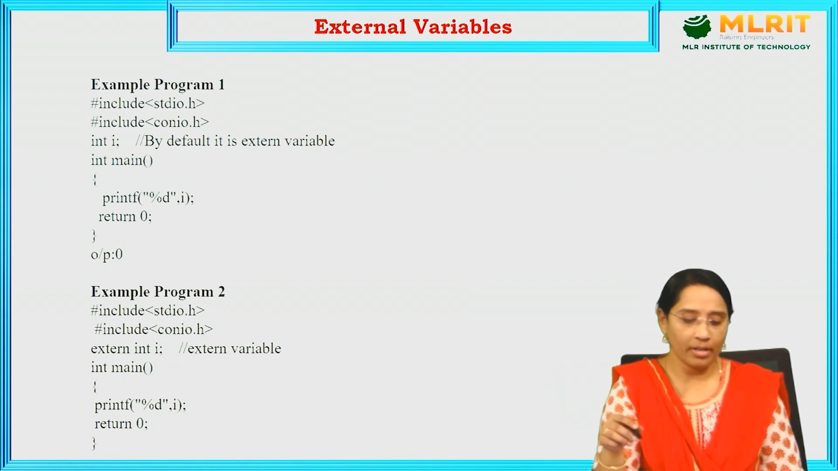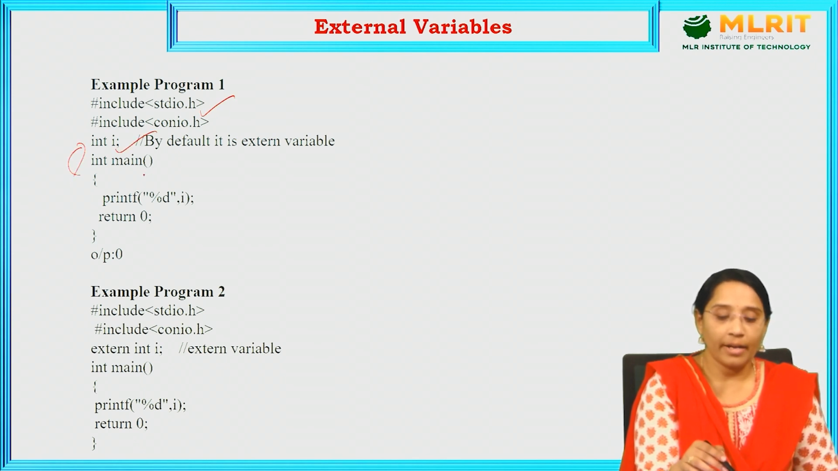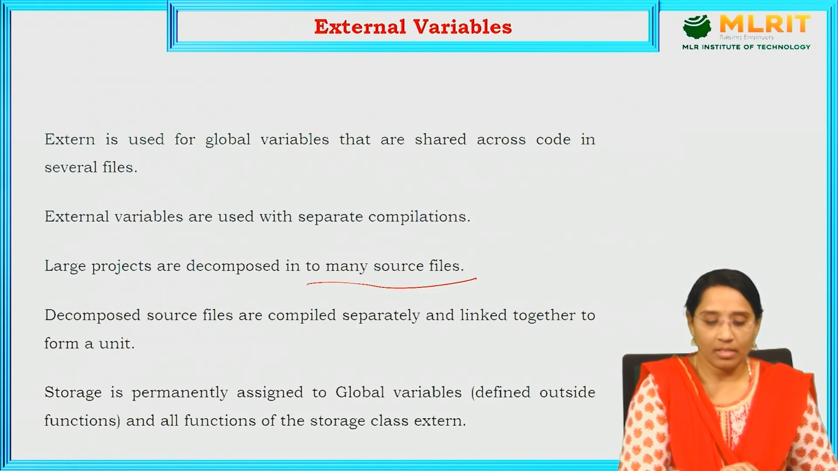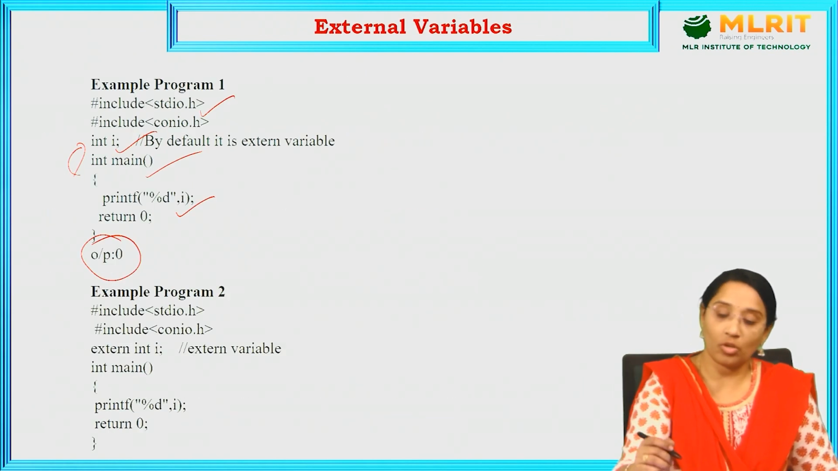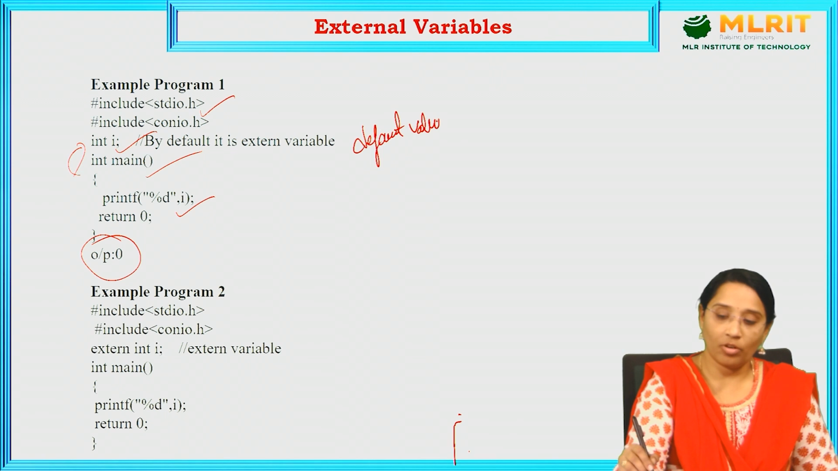By doing this, let's see one program here. #include stdio.h, int main, int i declared as a variable, printf %d comma i. Here you will get the default value. What will be the default value here? The default value of the extern storage class is 0.